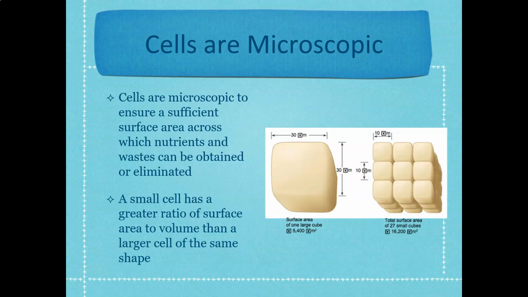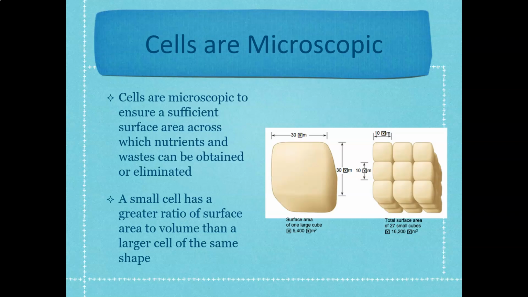In order for cells to be efficient, they need to get nutrients like oxygen and sugars and proteins and things like that into the cells so that they can do their job and function. They also have to eliminate waste products like carbon dioxide, for example. All of that stuff has to cross that surface area. The smaller that cell is, the greater that surface area is compared to its volume.